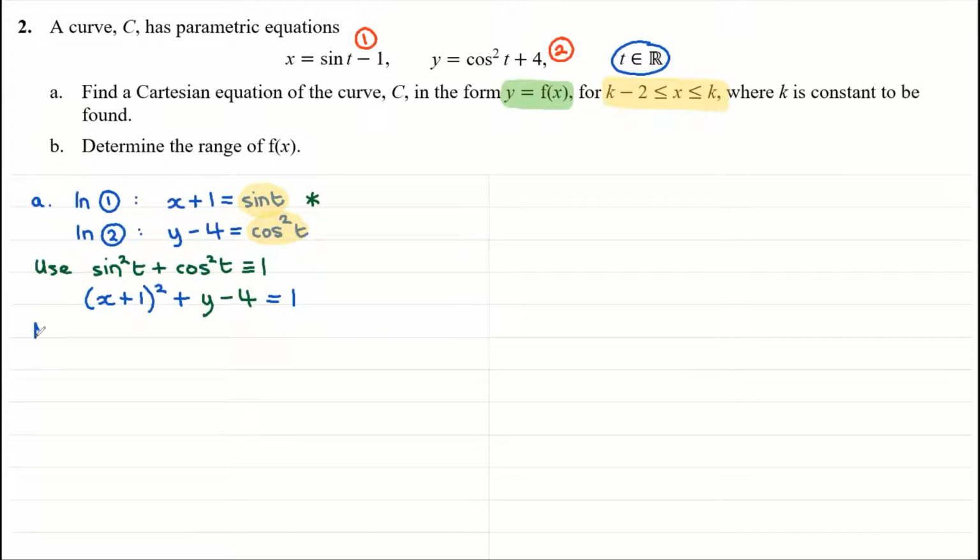So we'll make a note. So make y the subject, because we're asked to do so.